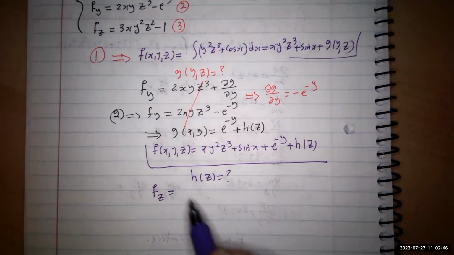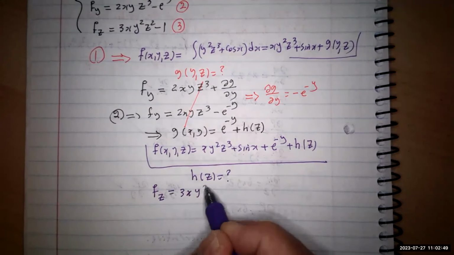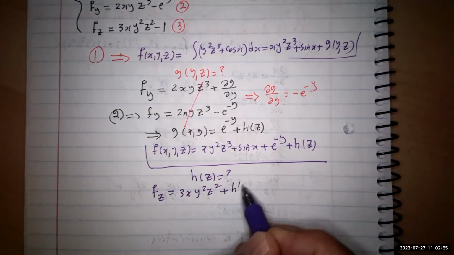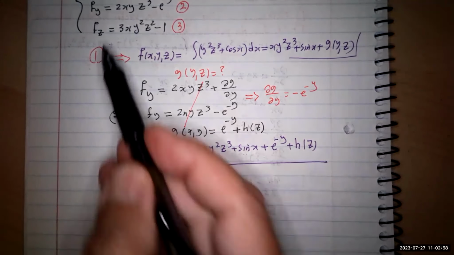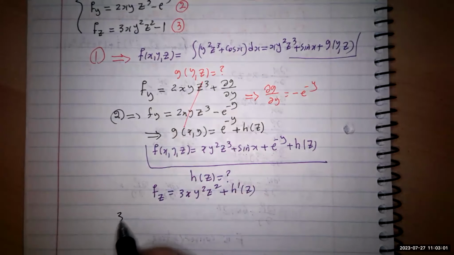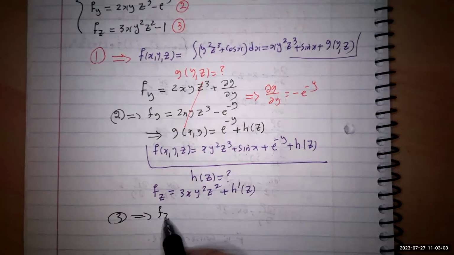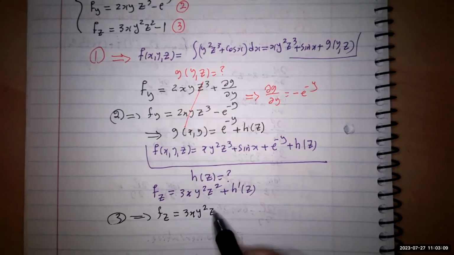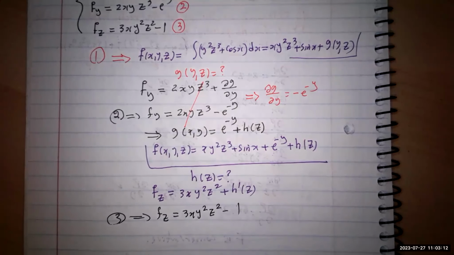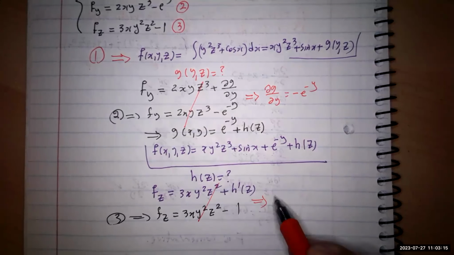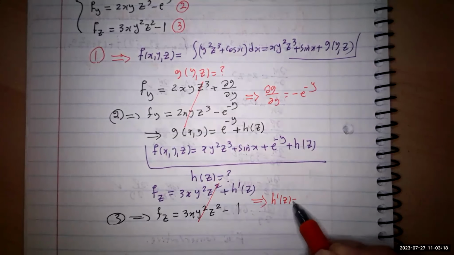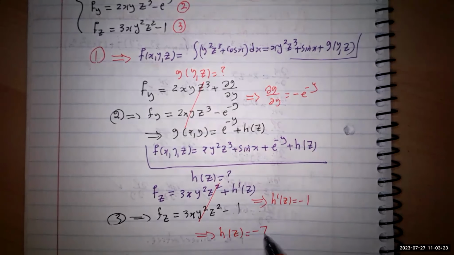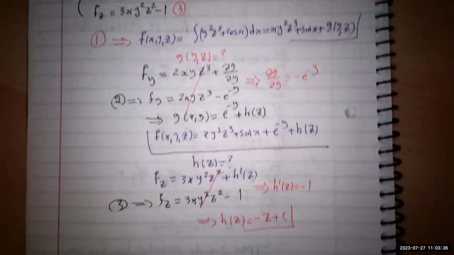The derivative of z cubed is 3z squared, so it is 3xy squared z squared. The other terms are 0, and we get h prime of z only. Compare it with f sub z from number 3, which is 3xy squared z squared minus 1. These two cancel out, and we get h prime of z equal to negative 1. So the integral of h of z gives negative z plus a constant c that you don't need.